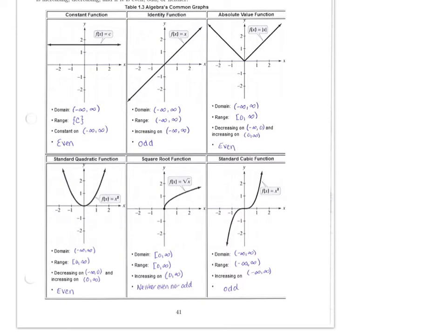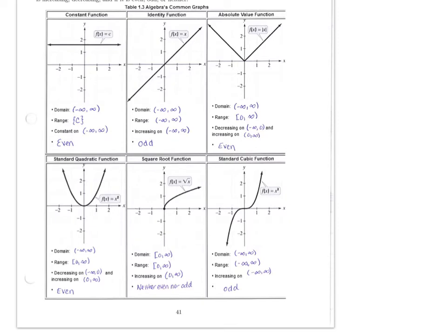The next function is called the square root function, f of x equals the square root of x. Its domain is only from 0 to infinity, right? Because we talked the other day about not being able to take the square root of a negative number. Its range is also from 0 to infinity. When you take the square root, you won't get a negative number. And it's increasing from 0 to infinity. This is a function that's neither even nor odd. It doesn't have either type of symmetry.